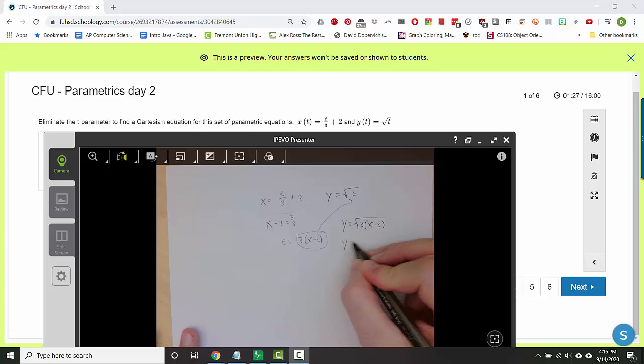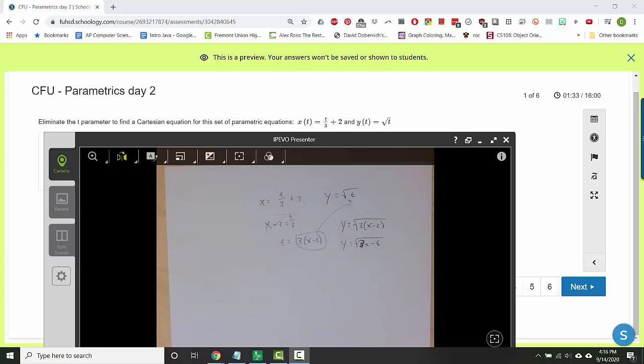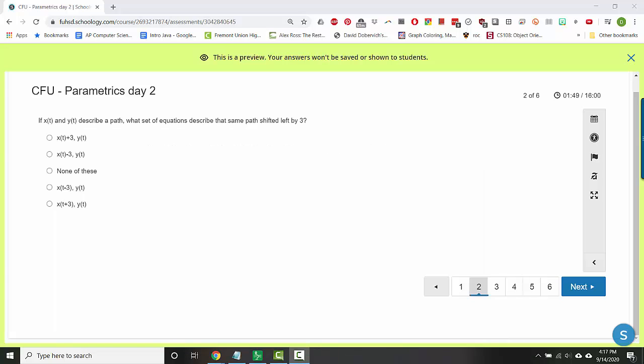And a lot of people wrote 3x minus 6, which is also fine, because it is algebraically equivalent. This question asks, what transformation is the same as shifting your entire path left by 3?